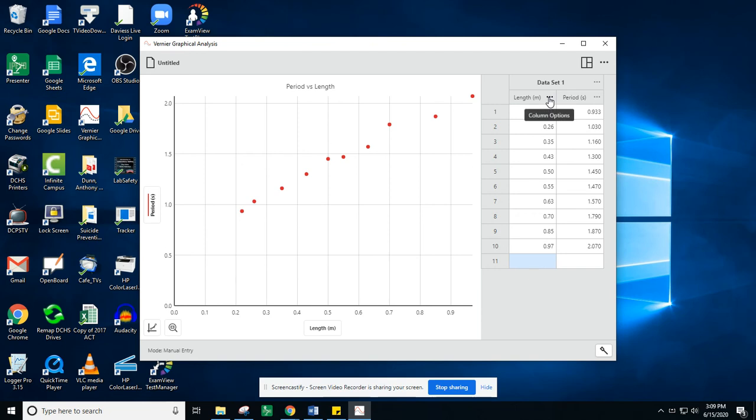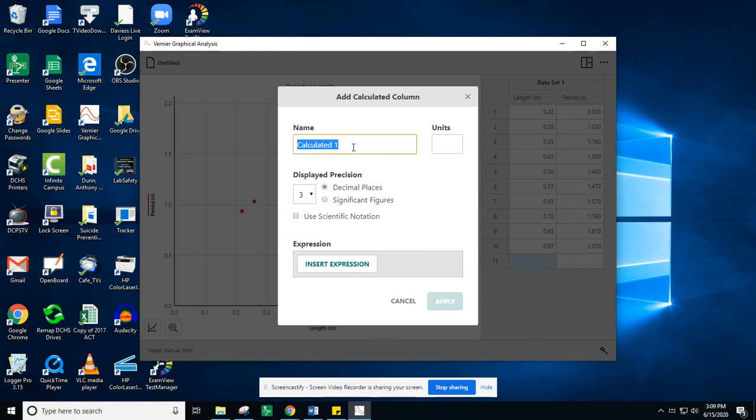So I want to do that. I want to create a graph where I square what's on the y-axis, period on the y-axis. So I want to add a calculated column. I'm going to let it do it for me. And I want this to be period squared. And I really wish this thing would do the superscripts, but it doesn't. So I just put second squared.